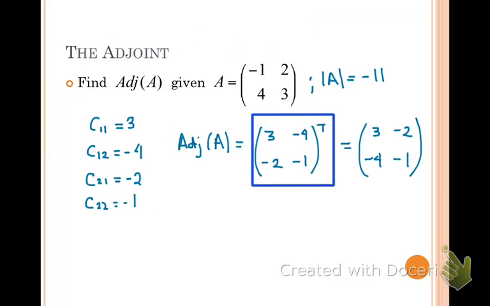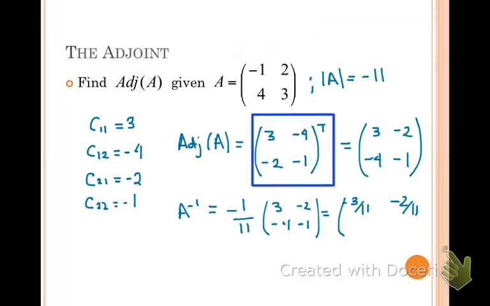And so now we know that the inverse of A is the adjoint divided by the determinant. So we have minus 1 over 11 times the adjoint, which is 3, -2, -4, -1, which gives us a final answer of -3 over 11, -2 over 11. Those numbers, this should be a positive, and this should be positive. So we have 4 over 11 and 1 over 11. So that is A inverse.